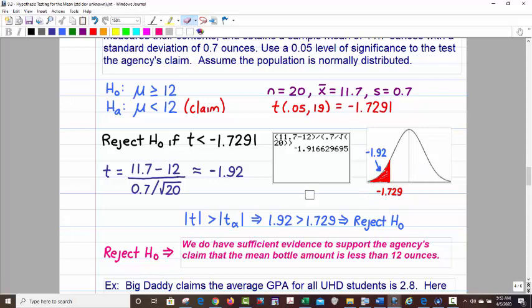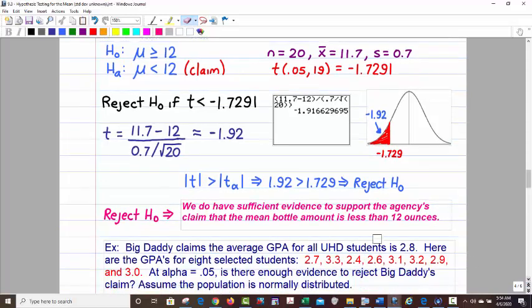Now, once again, like I said in that other example, you could flip these over and make everything positive. That's what this absolute value is doing. If you flip everything over, you could see that 1.92 is greater than 1.729, so then you would reject. But you might not have to do that. You might be able to see it just fine like this. Just giving you another way to look at it. So that means we rejected the H0, and we do have sufficient evidence to support the agency's claim that the mean bottle amount is less than 12 ounces.